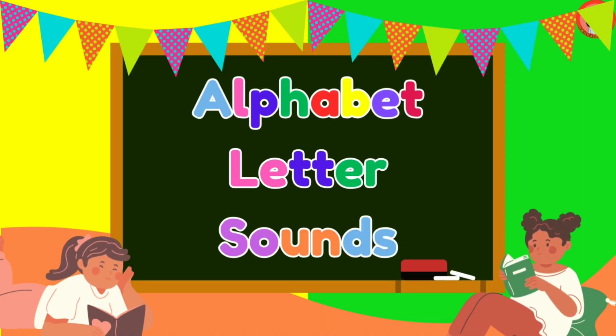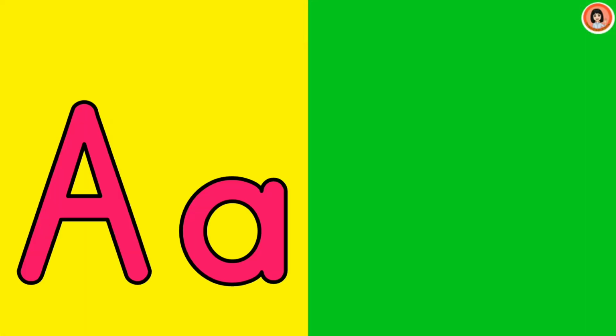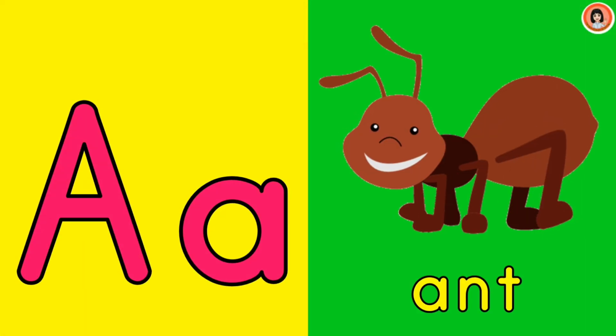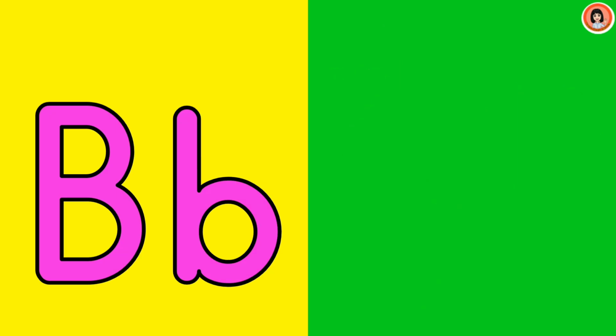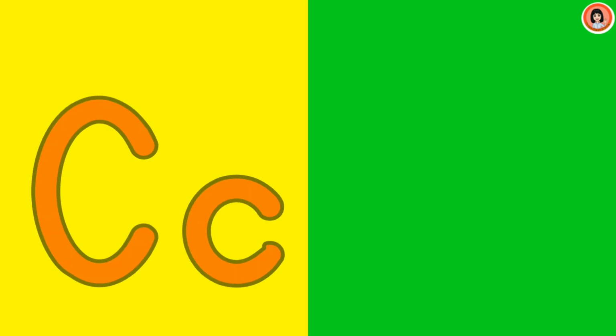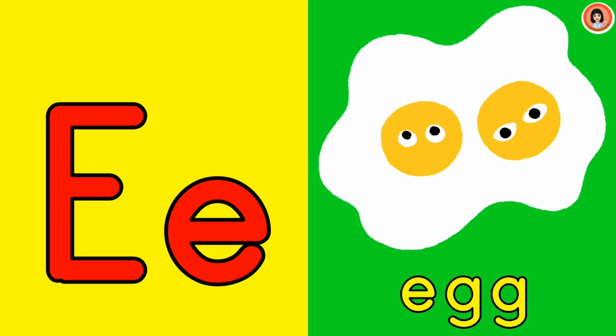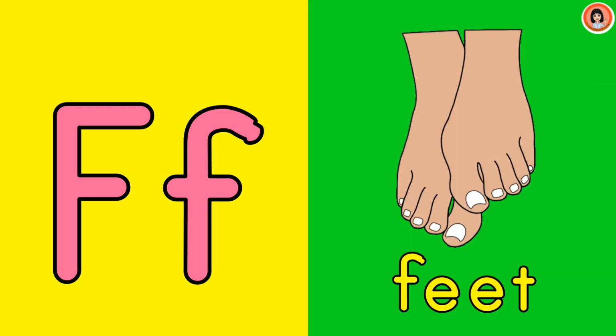Hey kids! Today we are going to learn about the alphabet letter sounds. A, a, ant. B, b, bed. C, cow. D, d, door. E, e, egg. F, f, feet. G, g, girl.